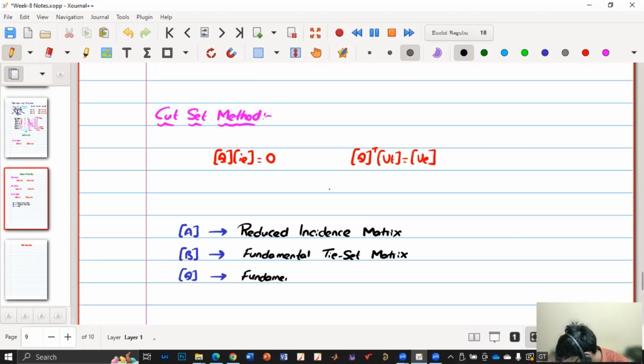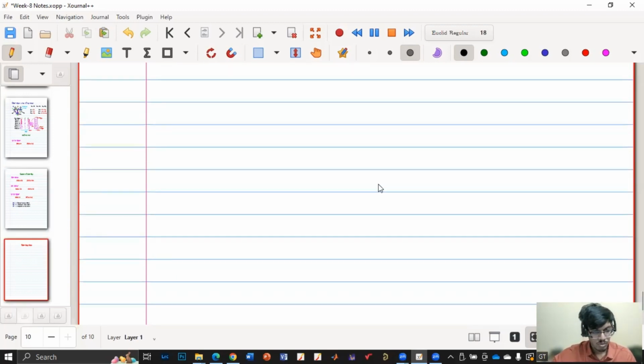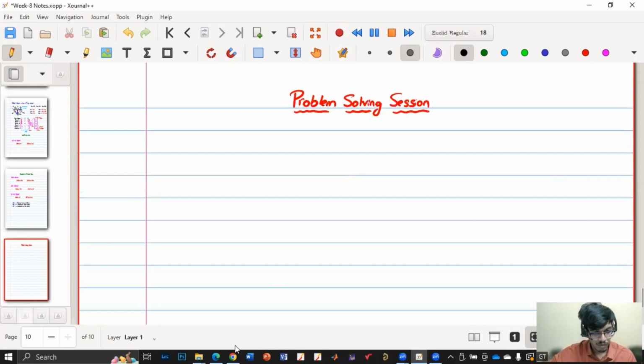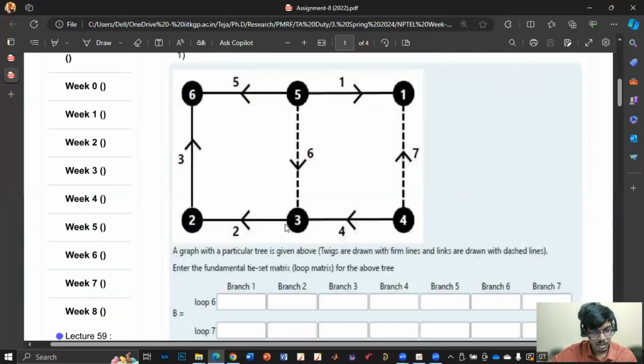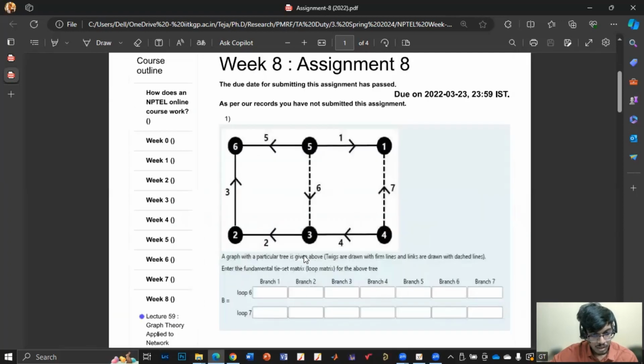They might not ask what is A, but they'll ask what is reduced incidence matrix. So you have to also know these things. That's why I'm writing it over here. As this will be uploaded, you can refer to these notes. So the first problem is shown over here. They are asking what is the fundamental tie set matrix, which is the B matrix.